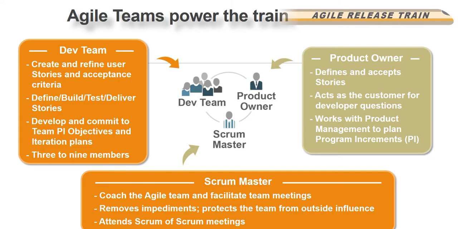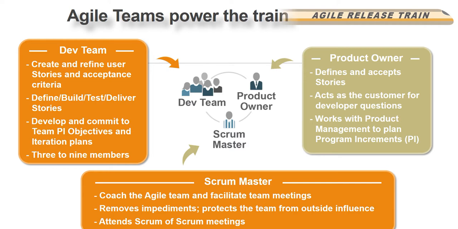Agile teams power the train. The people who are going to work on the train are just the people who have been working in normal agile projects. And when you have people working in agile projects, you have three primary roles: the product owner, the development team, and the scrum master. The development team is the team who is going to work on the requirements. The product owner is the person who is going to provide those requirements. The scrum master is going to facilitate the meetings, help remove impediments, be a servant leader.